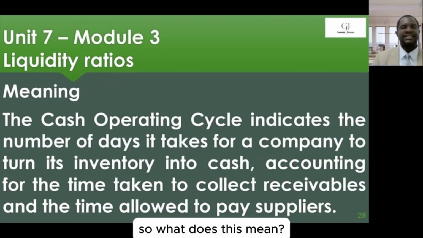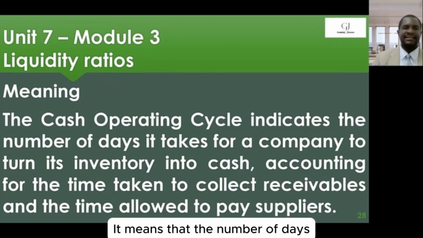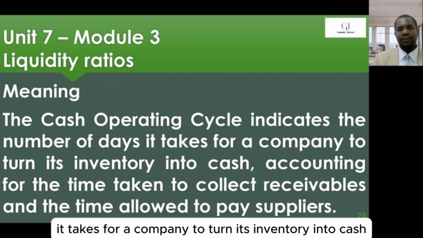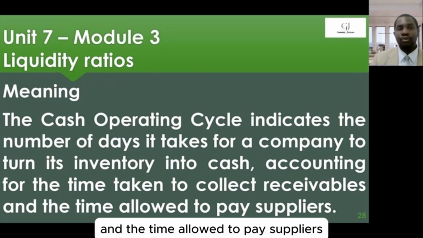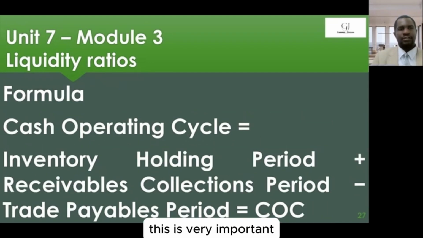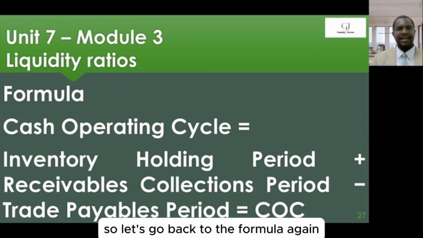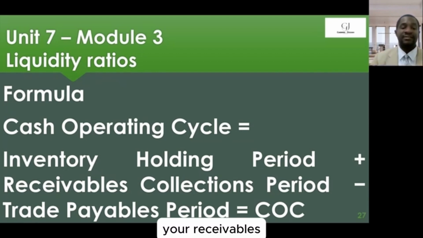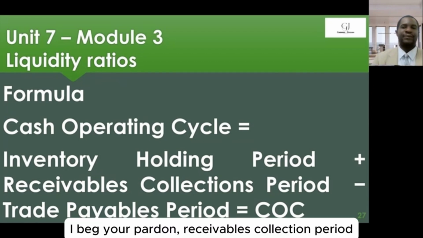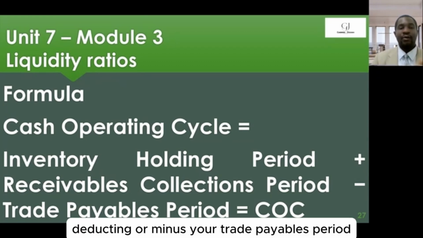So what does this mean? It means the number of days it takes for a company to turn its inventory into cash, accounting for the time taken to collect receivables and the time allowed to pay suppliers. This is very important. So let's go back to the formula again, which is the inventory holding period plus your receivable collection period, deducting or minus your trade payables period.